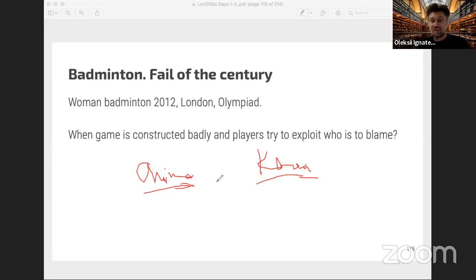But the problem is that the rules were constructed badly. So the best possible strategy for players was to intentionally lose this match. And there are some sports where you can do it quite naturally, but not badminton. So it was a huge scandal, and two teams were disqualified. But is it really the players you need to blame if the rules were created not well?